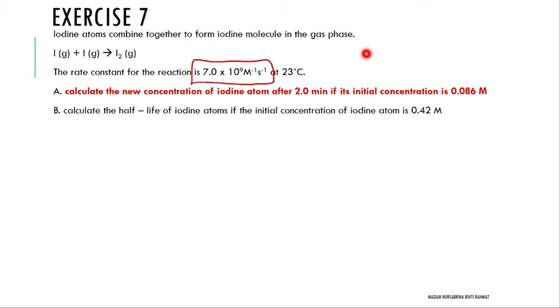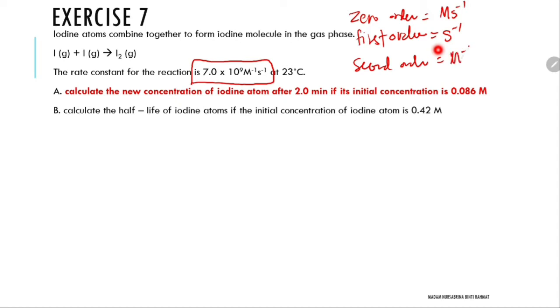So this is a second order reaction. If it's a zero order reaction, the unit of the rate constant is M per second. Whereas if it's a first order reaction, it is per second. If it's a second order reaction, it is per molar per second. You can try to derive the unit of the rate constant by using the general rate law equation. If you don't want to memorize, you can always derive the unit.